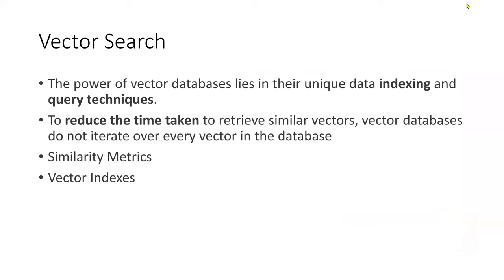The problem is how fast I can search this. If you take one vector and compare its similarity with 1 million vectors, it will take time across all of them. But you need something which can do it very fast, so you reduce the time taken to query this. That's an important piece, and also storing all these millions and billions of vectors. So indexing and query techniques are the major aspects.